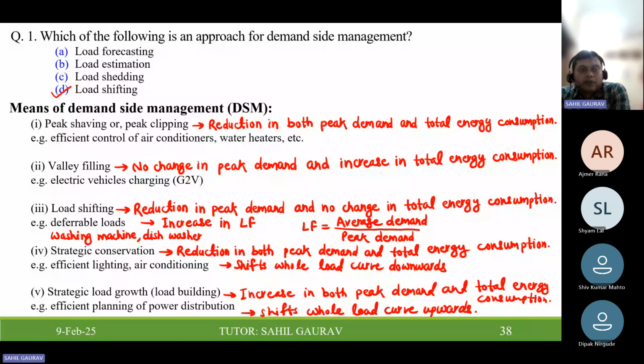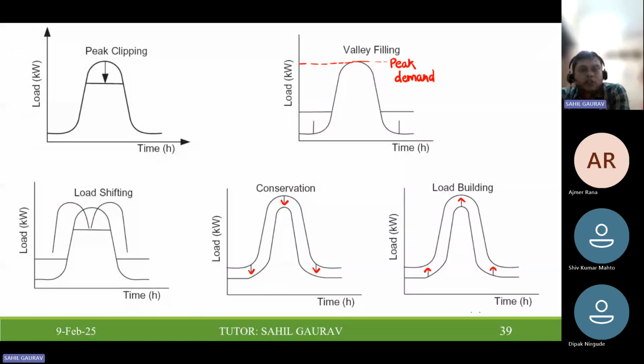So if you see, the first three options are incorrect. The approaches of demand side management are peak clipping, valley filling, load shifting, strategic conservation, and strategic load growth or load building. So from these approaches of demand side management, only one option is correct, load shifting. And these are the figures for all five types of approaches for demand side management: peak clipping, valley filling, load shifting, strategic conservation, and strategic load growth or load building.